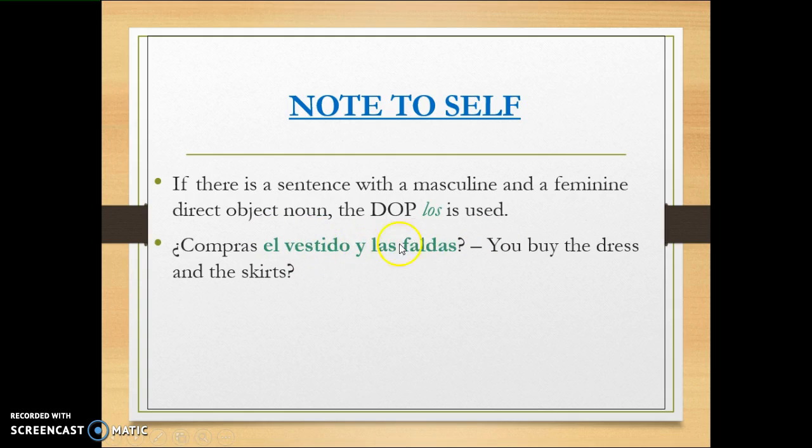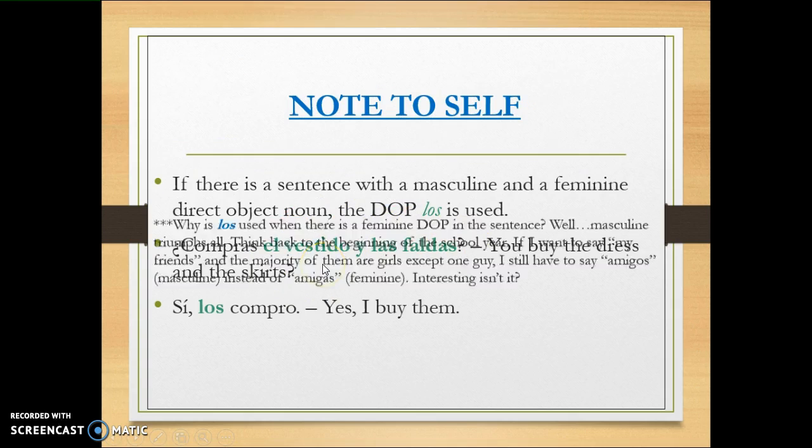Both of these are nouns, right? Or you could replace it with a direct object pronoun, correct? You buy what? You buy the dress and the skirts. This is how we would replace it. Sí, los compro. Yes, I buy them. Notice how we picked a masculine for them instead of a feminine? But look, in this sentence, there's masculine and feminine, so why just choose masculine?